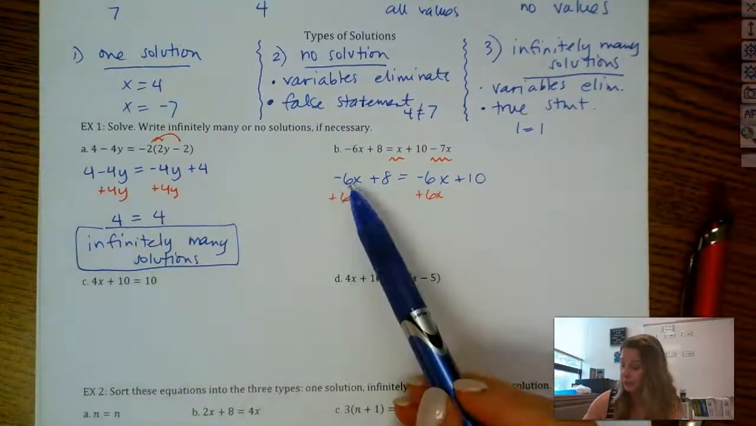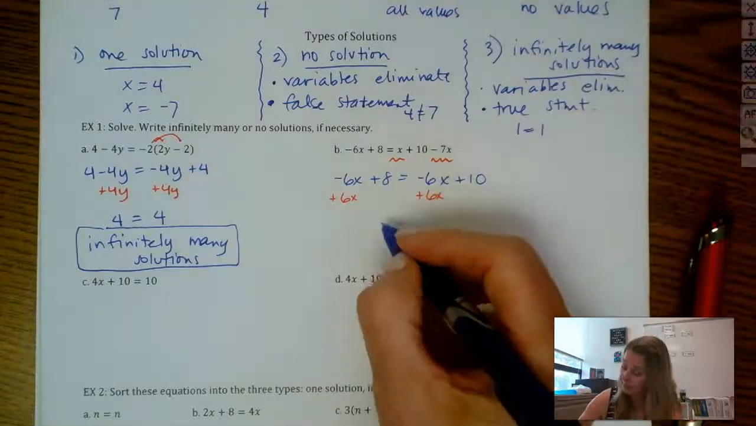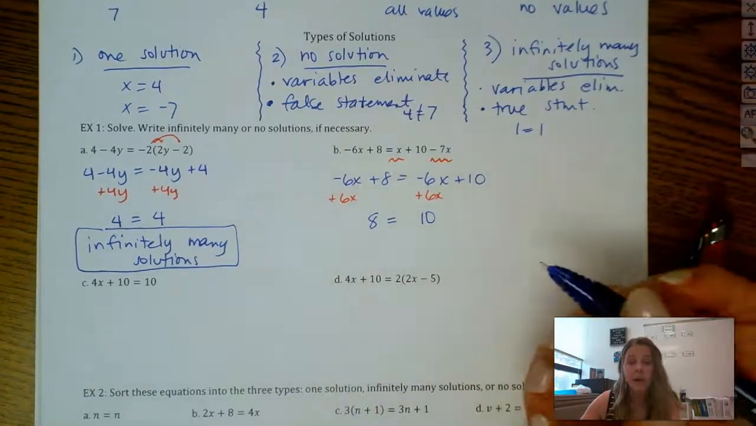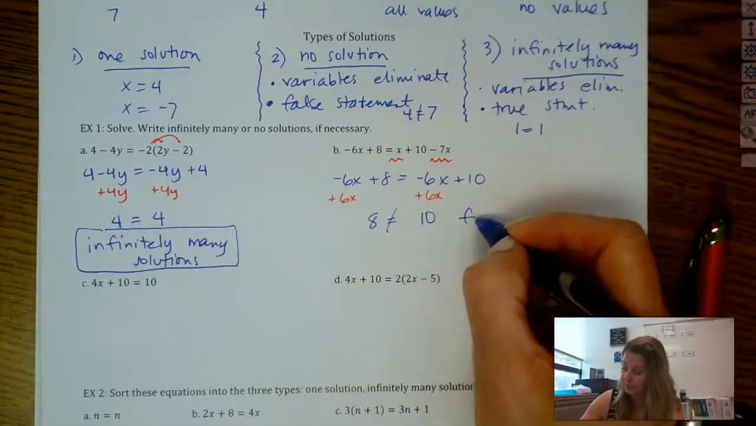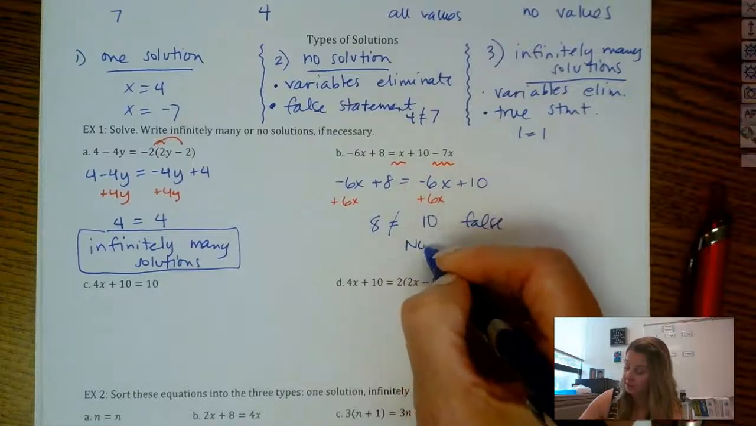And can you see how they add up to 0 on both sides? So I'm getting them to eliminate, again, the variable. So I'm left with 8 over here and 10. Well, clearly 8 is not equal to 10. This is false. So this is our no solution answer.